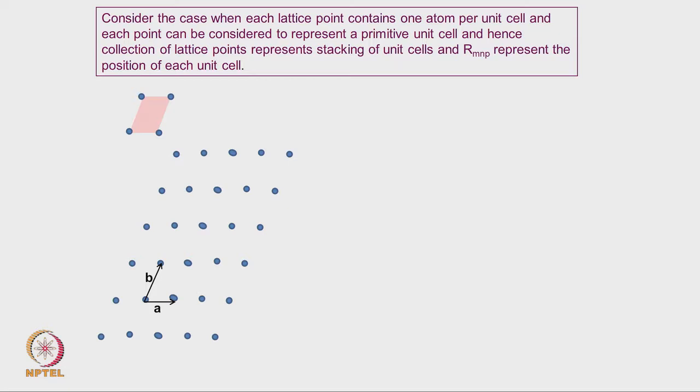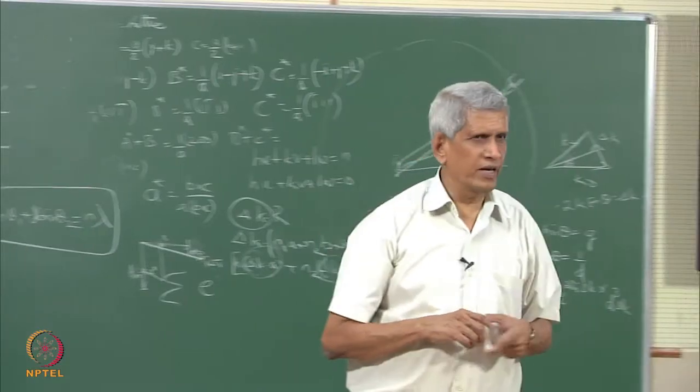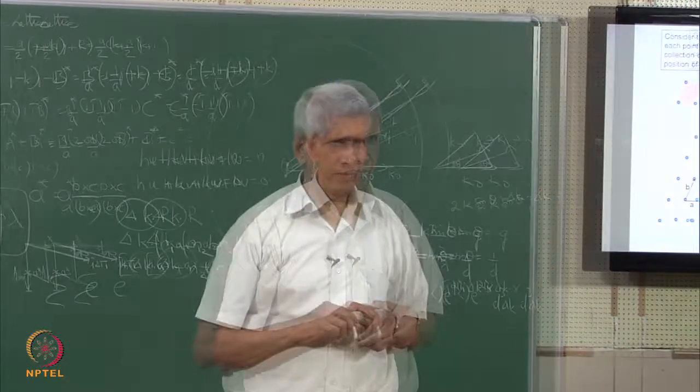Now what we will do in the next class is look at the factors which control the intensity of the diffracted spot. We will stop here now.